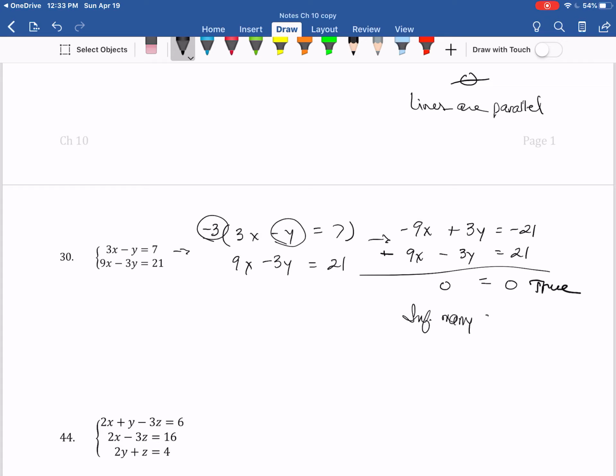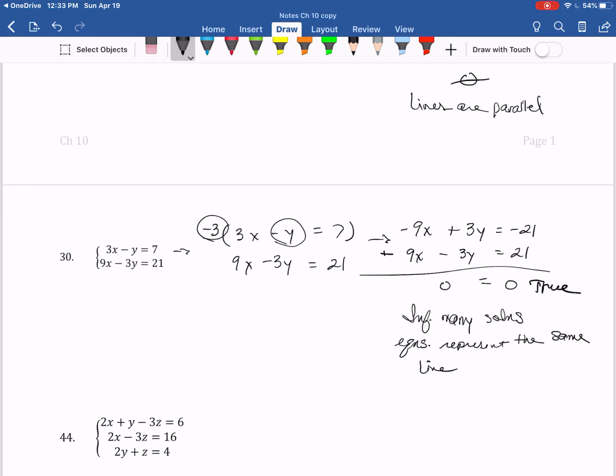Infinitely many solutions. And so we have to decide how to write these solutions because they exist. We just have to decide what form they're going to take on. So if you think about what's happening with the graphs of these two lines, they're going to be the same line. The equations represent the same line. Okay, so they just differ from one another by a factor of 3 in this case, right?